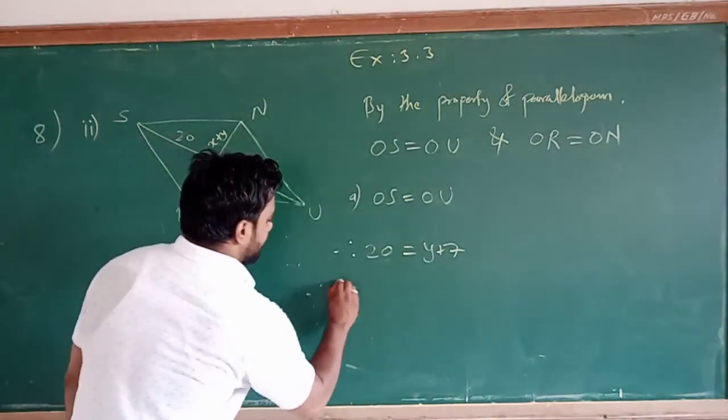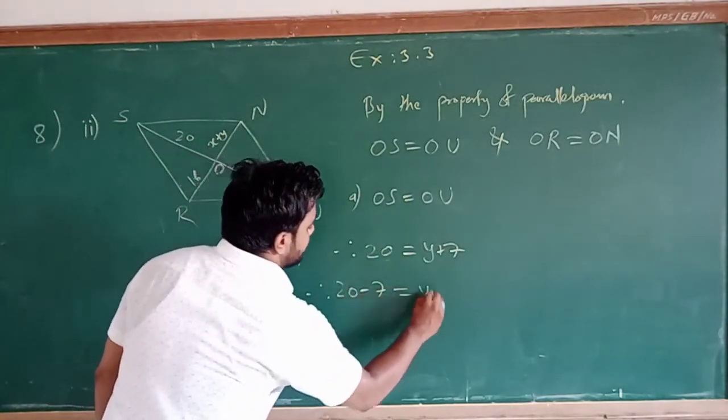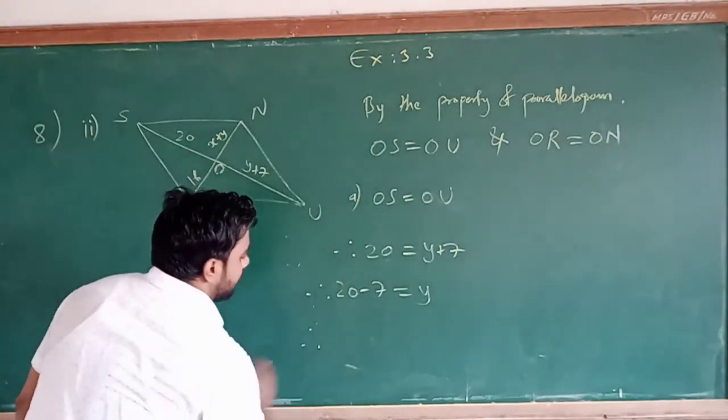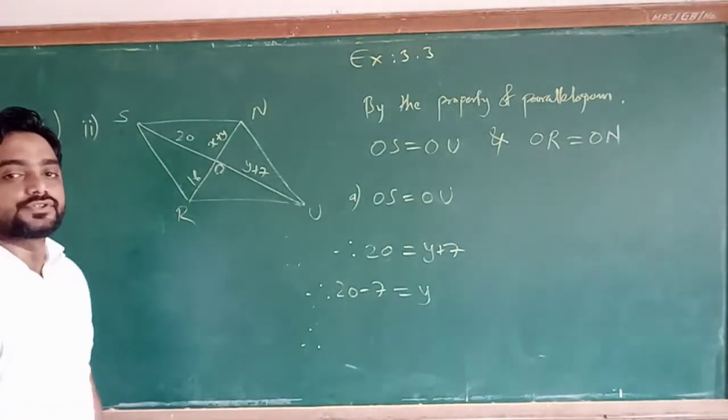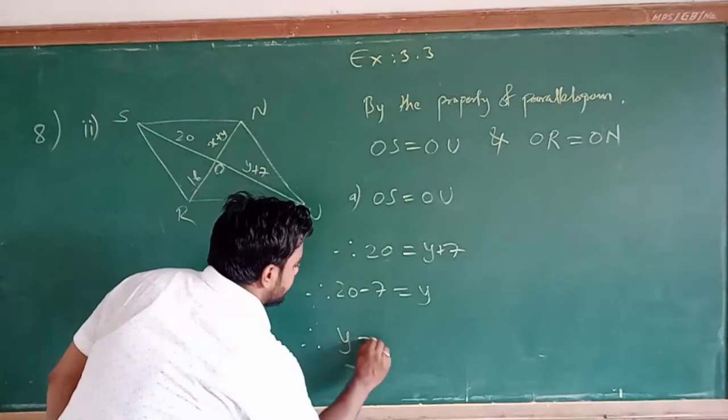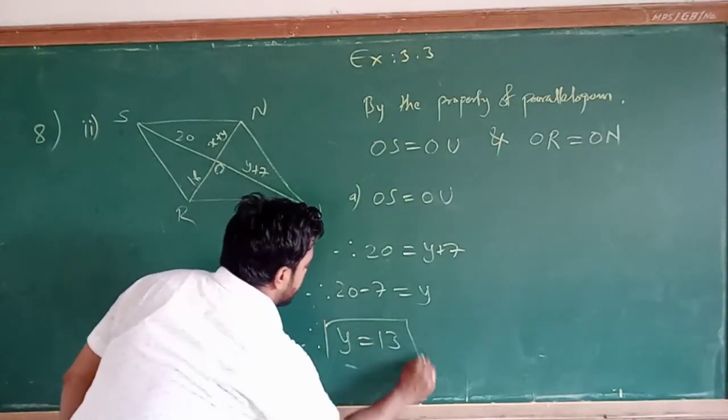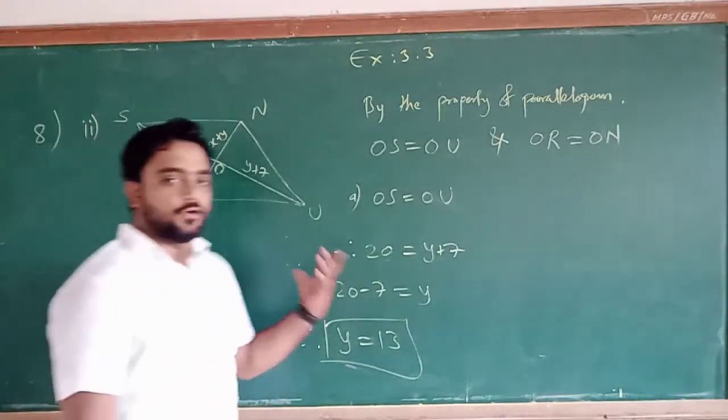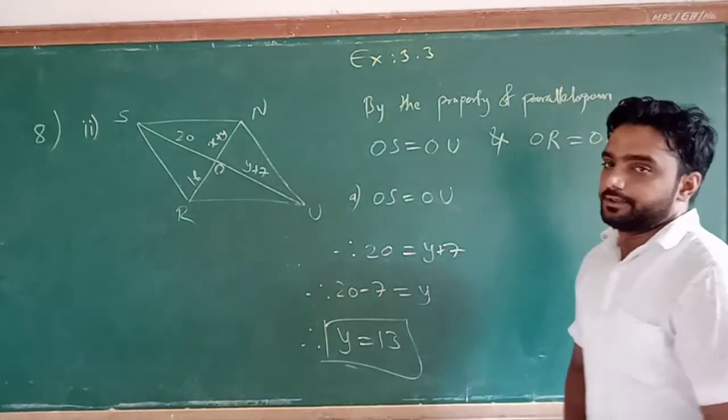So therefore 20 minus 7 is equals to y. So therefore 20 minus 7, that is equals to how much? 30. So therefore y is equals to how much? 30. So here I am obtaining the value of y. Y की वैल्यू मुझे यहाँ कितनी मिली? 30.